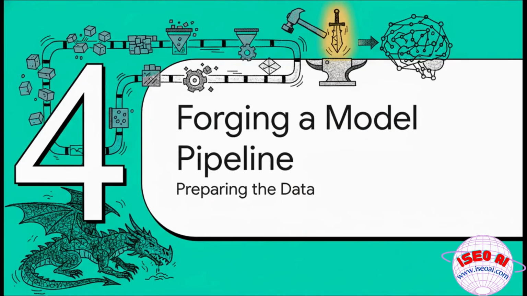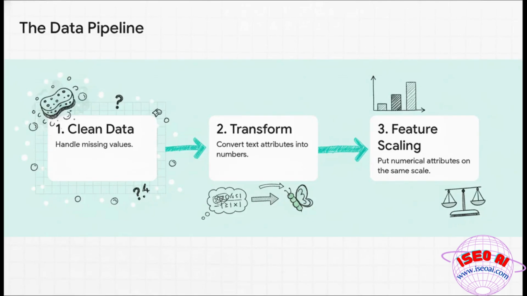So, how do we fight back against all these dragons? Well, it's not about one magic spell or some super complex algorithm. No, it's about forging a weapon, a strong, repeatable, automated process. We build a data pipeline that takes our raw, messy data and systematically turns it into something clean, organized, and ready for our model. So this pipeline has three main stages.